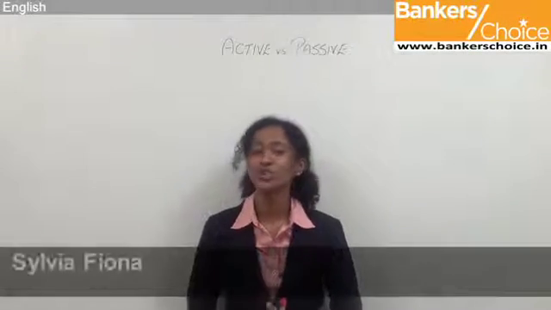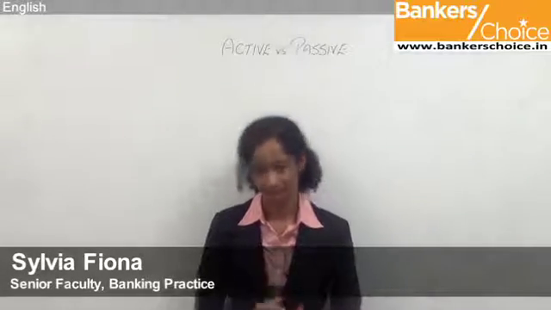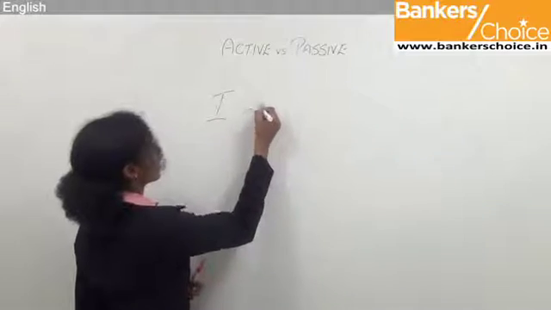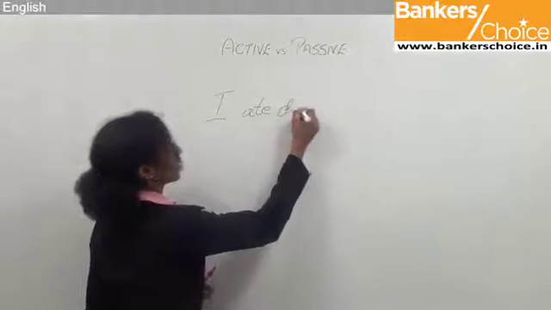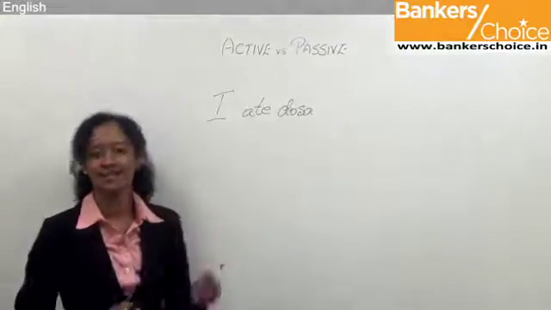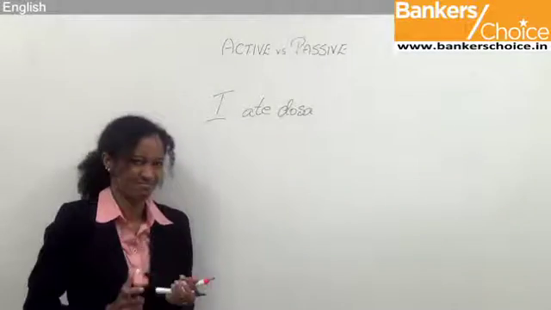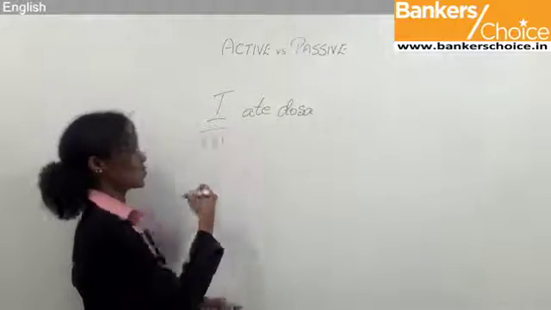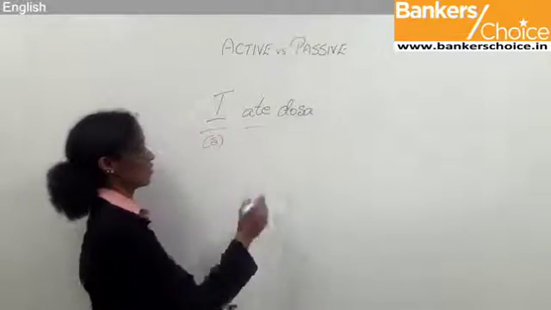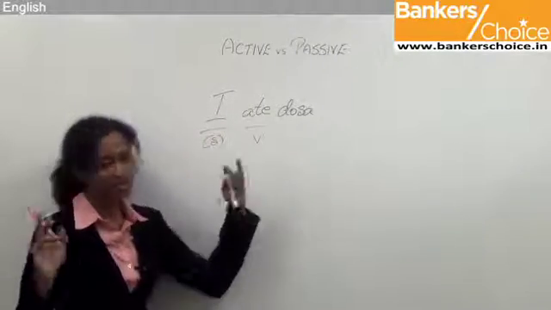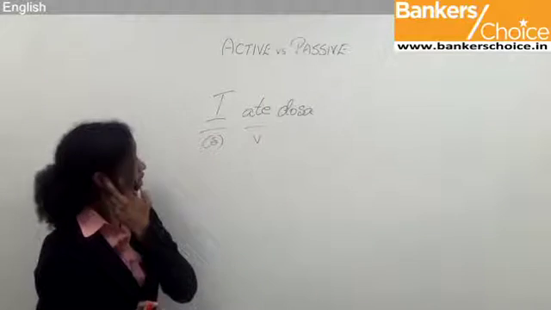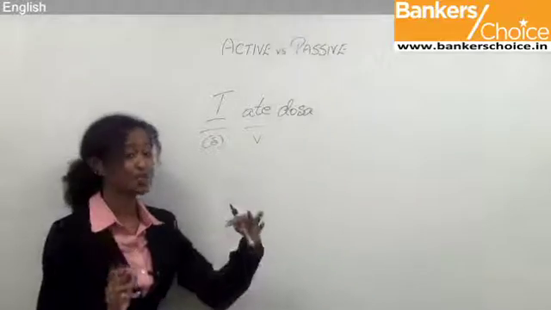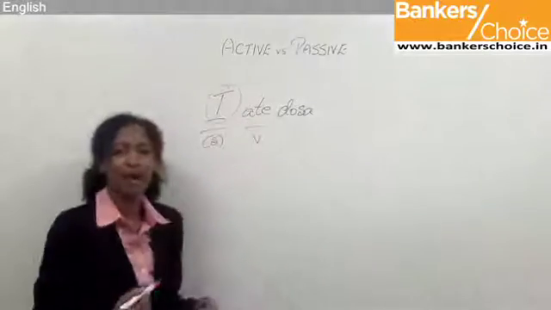In this session, we're going to look at active versus passive voice. In this sentence, I ate dosa. Simple sentence, right? I is my subject, ate is the verb, dosa is the object or another noun, right? Now, here, this is an active voice where the focus is on the subject, I.